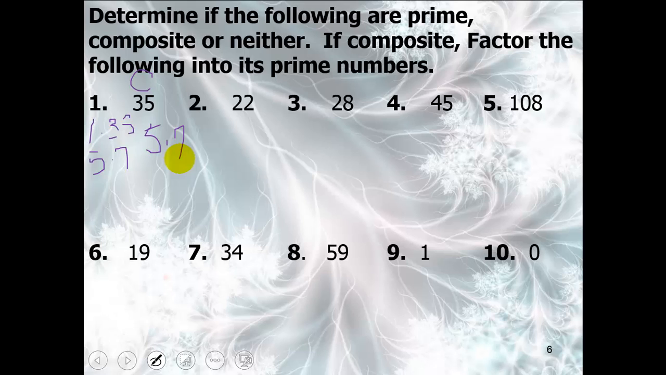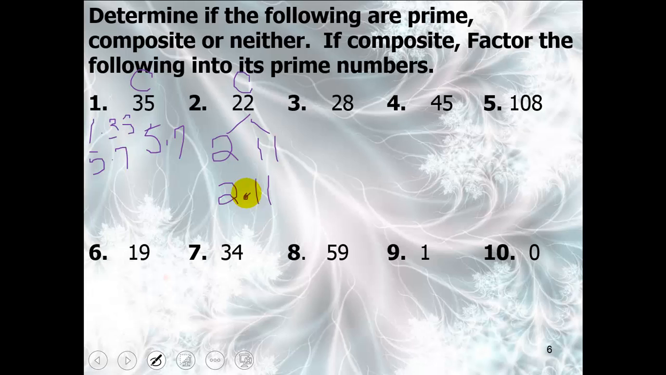22. Are there more than 1 and 22 as factors of 22? Well, yeah, because it's even, so you know that it's divisible by 2. So this is also a composite. And because it's even, I'm going to start dividing by 2. And I get 11. 2 is prime and 11 is prime. So the prime factors of 22 are 2 times 11.